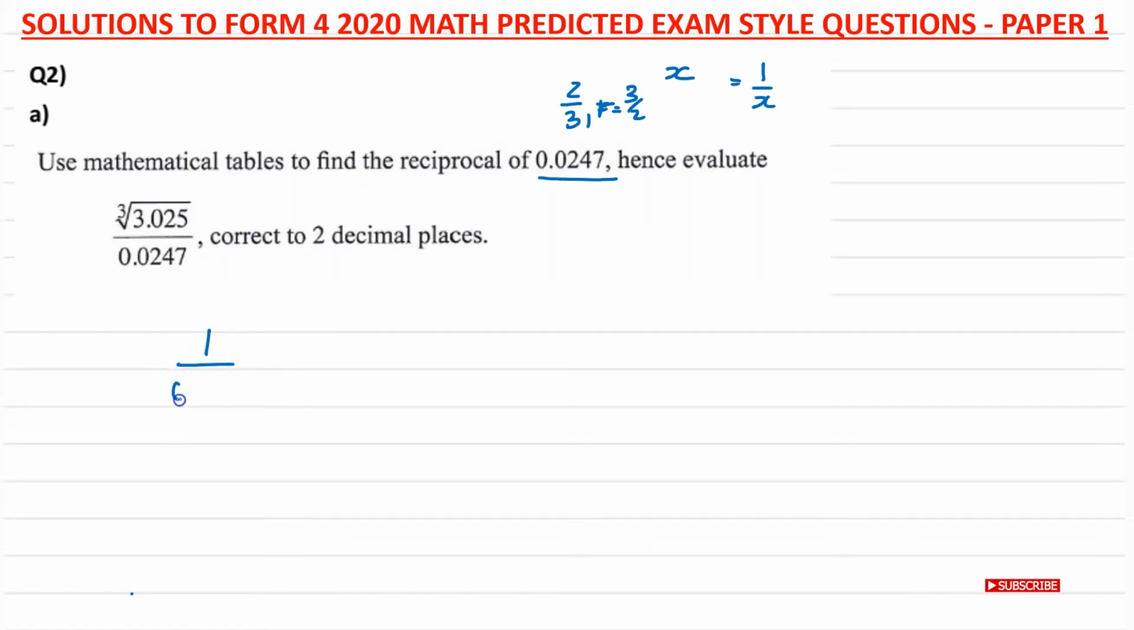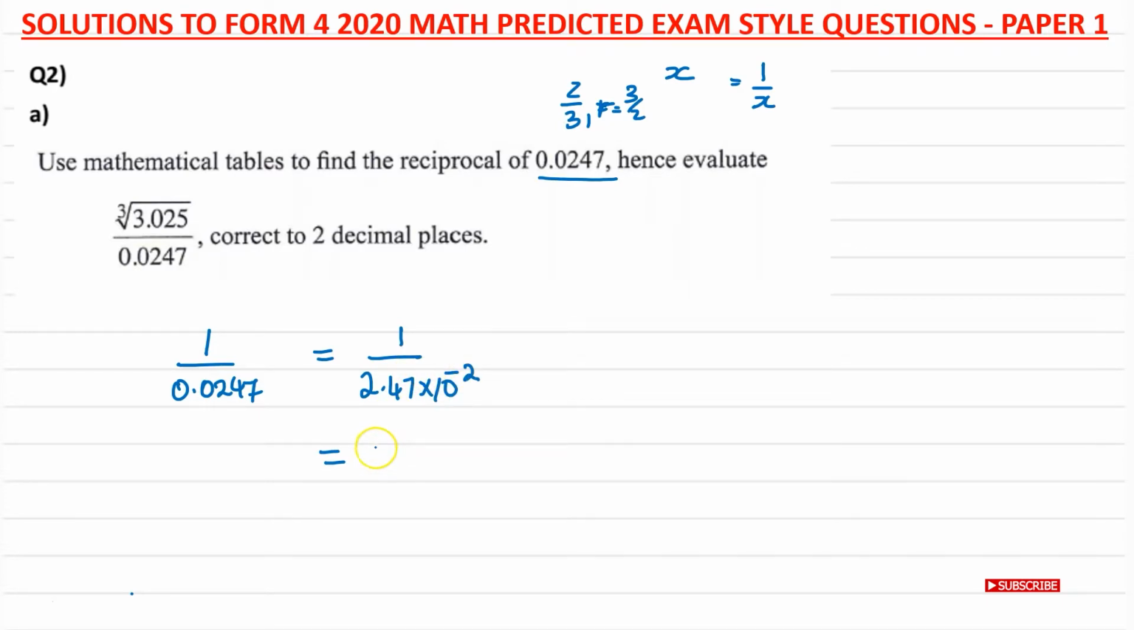So let's just do that. 1 over 0.0247, which can be written as 1 over 2.47 times 10 to the power negative 2. Okay, so this can now be written, well, if you are familiar with it, because this is a negative, it can go up as numerator as positive. But if you don't know why, then I can just quickly show you.